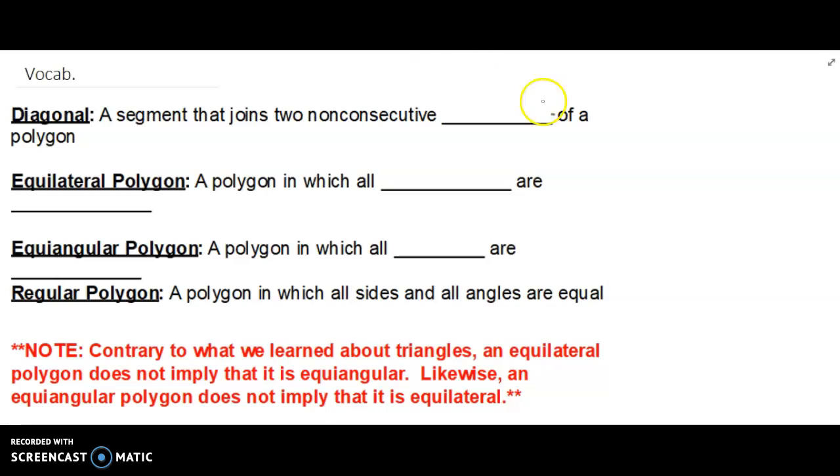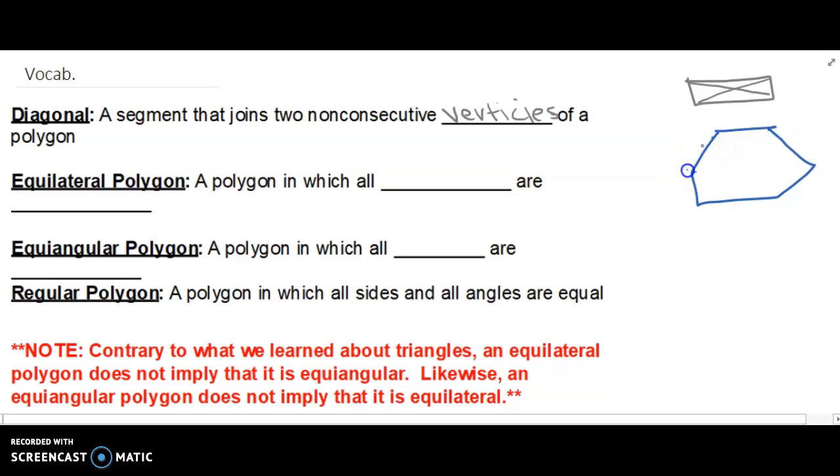So a diagonal is a segment that joins two non-consecutive vertices of a polygon. Okay, so most of you know that if we have this rectangle here, this would be a diagonal, or this would be a diagonal, and that's correct. But I want you to recognize that if we have this here, whatever this is, 1, 2, 3, 4, 5, 6. So this is a hexagon, 6 sides.